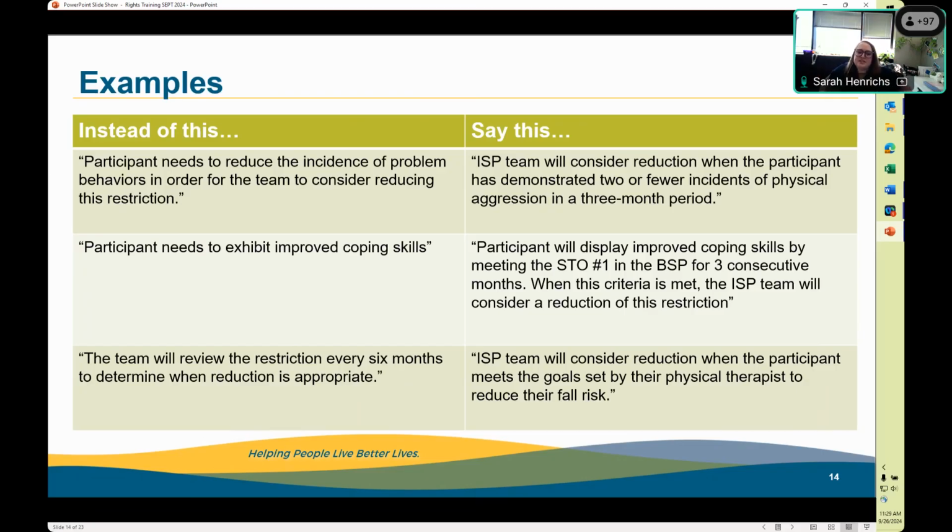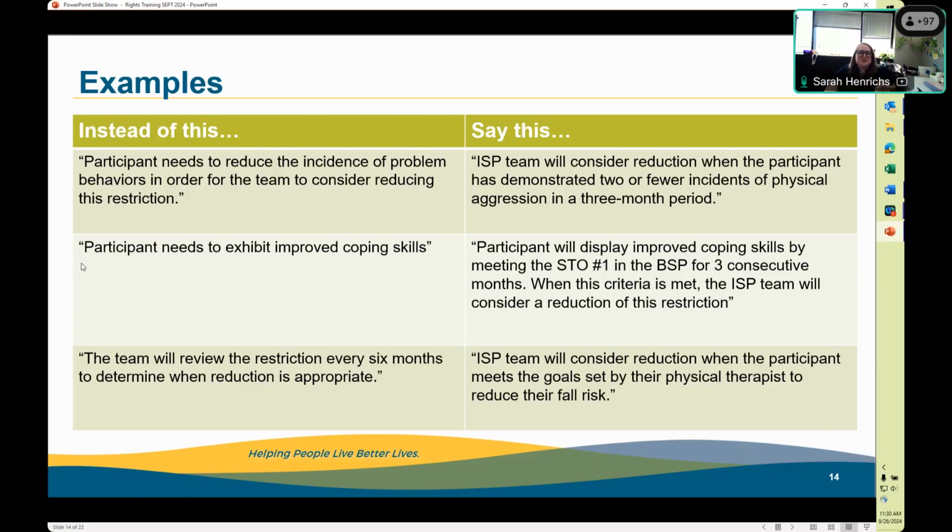And so instead of saying that, say the ISP team will consider reduction when the participant has demonstrated 2 or fewer incidents of physical aggression in a 3-month period. Because we're saying what that reduction looks like. We're seeing reduction from wherever they are now down to 2 or fewer over a 3-month period. So it can't just be 1 month or 1 week where they had 2 or fewer. It has to be across that 3-month period, so that anybody who picks up this ISP that has this reduction plan could go to that person's BSP data and say, yes, they are meeting this or no, they aren't.